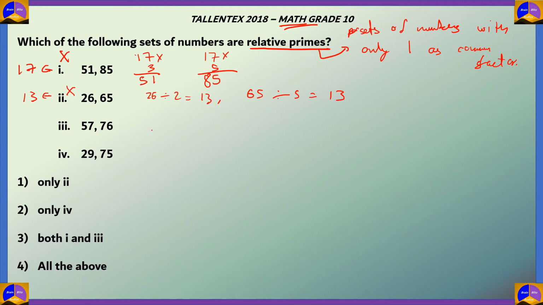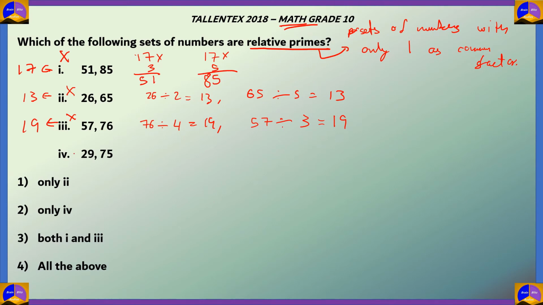Now, what about 57 and 76? Now, 76 divided by 4 gives us 19. So let's try 57 divided by 3. So basically it's 9 times 3 is 27, 1 times 3 is 3, 3 plus 2 is 5, so 57 divided by 3 gives us 19 as well. So as you can see, 19 is a common factor here, so 57 and 76 are not relative primes.